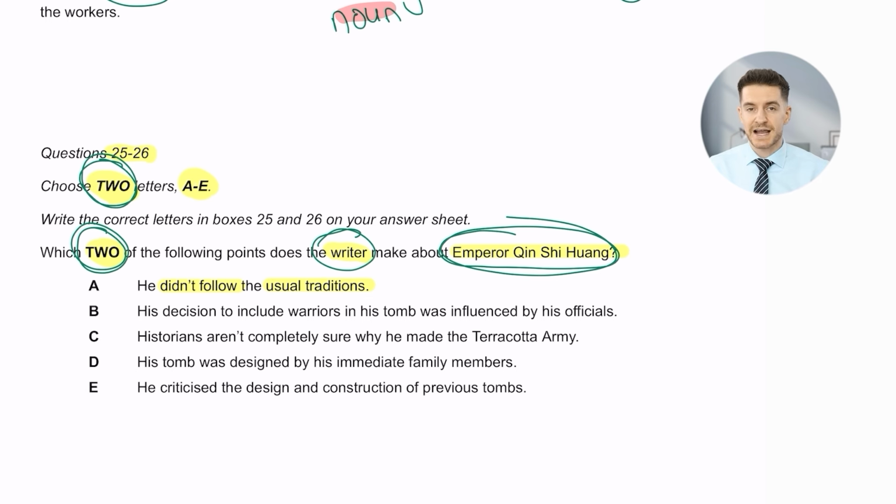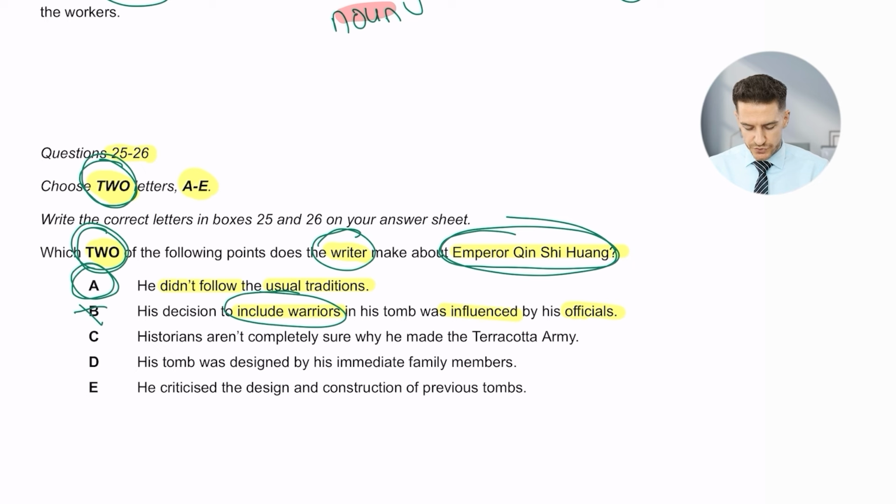Well, I think that's exactly what the passage said, because it said instead of using traditional burial items, he dot dot dot. So I think that A is definitely the answer, or one of the answers. His decision to include warriors in his tomb was influenced by his officials. Well, it does talk about his officials, but it doesn't talk about including warriors being influenced by his officials. It just said that they had some role in the planning and construction. It doesn't specifically say include warriors. Okay, so just be careful. So B is not the answer.